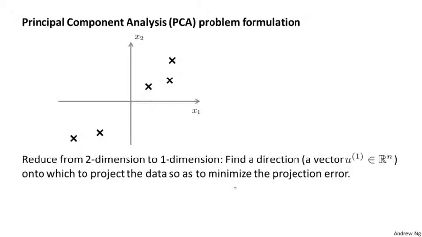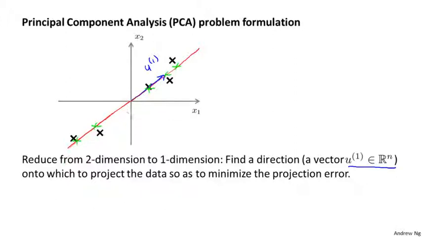Let's write out the PCA problem a little more formally. The goal of PCA, if we want to reduce data from two-dimensional to one-dimensional, is we're going to try to find a vector u1, which is going to be in Rn, so that would be R2 in this case. I'm going to find the direction onto which to project the data so as to minimize the projection error. So in this example, I'm hoping that PCA will find this vector, which I'm going to call U1, so that when I project the data onto the line that I define by extending out this vector, I end up with pretty small reconstruction errors. I end up with sort of data that looks like this.